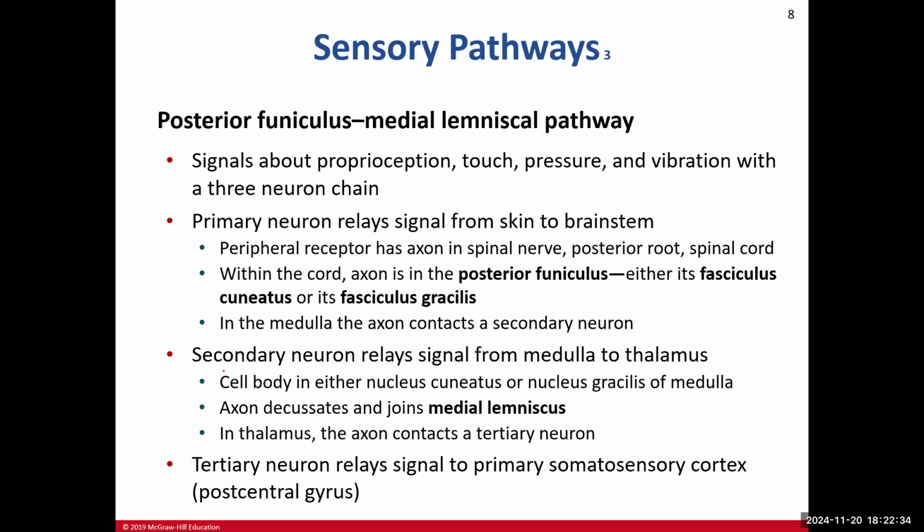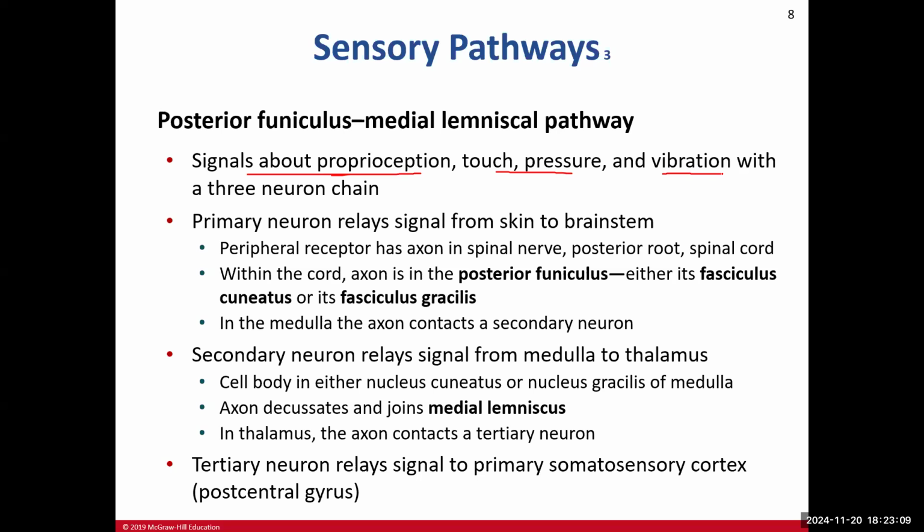So first of all, you want to be familiar with what information travels on the posterior funiculus or the medial lemniscal pathway. Proprioception, touch and pressure, and vibration. Okay. So this pathway here utilizes three neurons. You're going to see a pattern developing as I go through a couple of these pathways. There are many, many pathways, but we're only going to do a few, right? This is not a neuroanatomy class, but we're only going to cover a few.